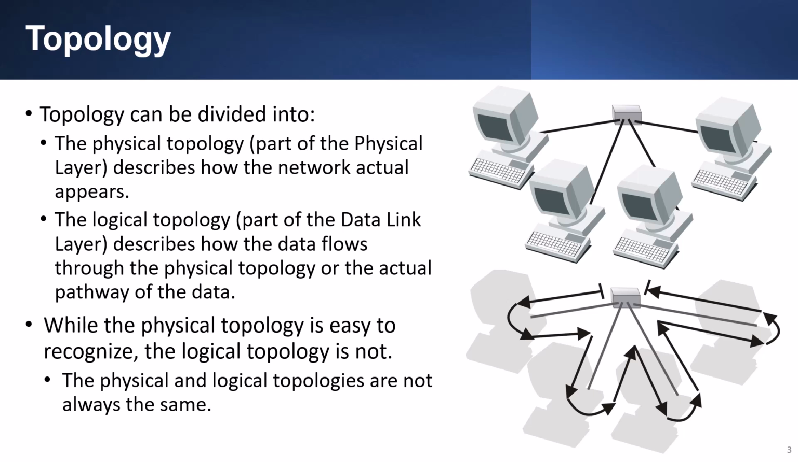Topology can be divided into the physical topology, which is part of the physical layer and describes how the network actually appears. The logical topology, which is part of the data link layer, describes how the data flows through the physical topology, or the actual pathway of the data. While the physical topology is easy to recognize, the logical topology is not. The physical and logical topologies are not always the same.